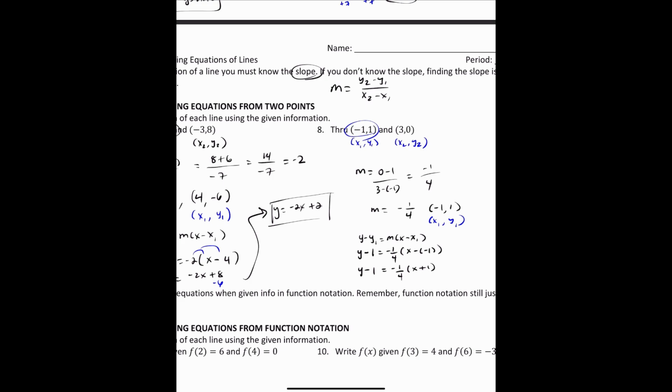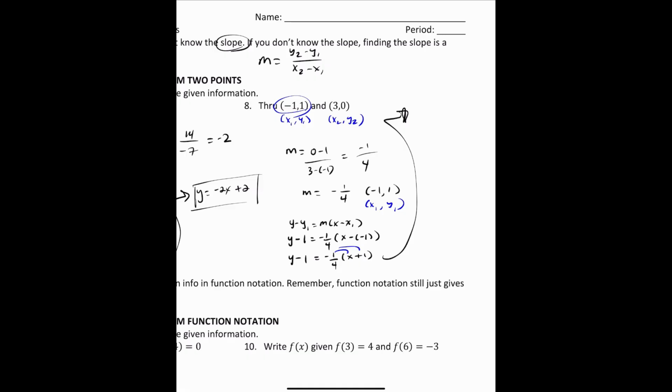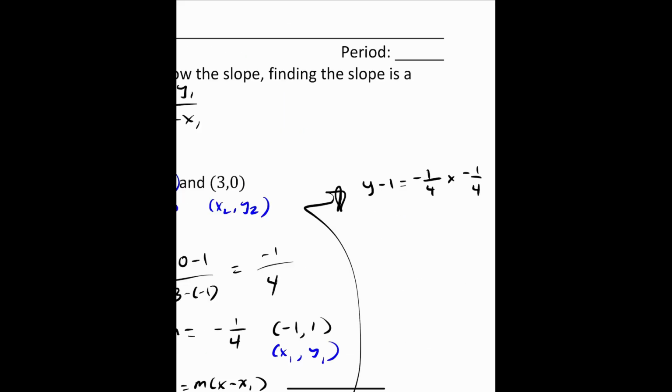Now I'm going to go ahead and distribute the negative 1 over 4 to each term. Let's move this over here. So y minus 1 equals negative 1 over 4x. And then negative 1 over 4 times positive 1 is just negative 1 over 4. So now I'm going to add both sides by 1. And I'm left with y equals negative 1 over 4x. Now here's the part where I need to make myself clear on. I have this negative 1 over 4 plus 1.